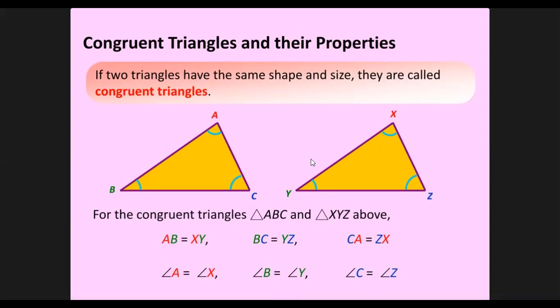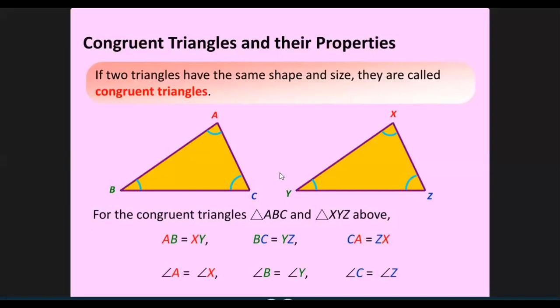Farah? A and X. Yes. B, Y, C, Z. The measure of angle A will be congruent with angle X, B congruent with Y, C congruent with Z.